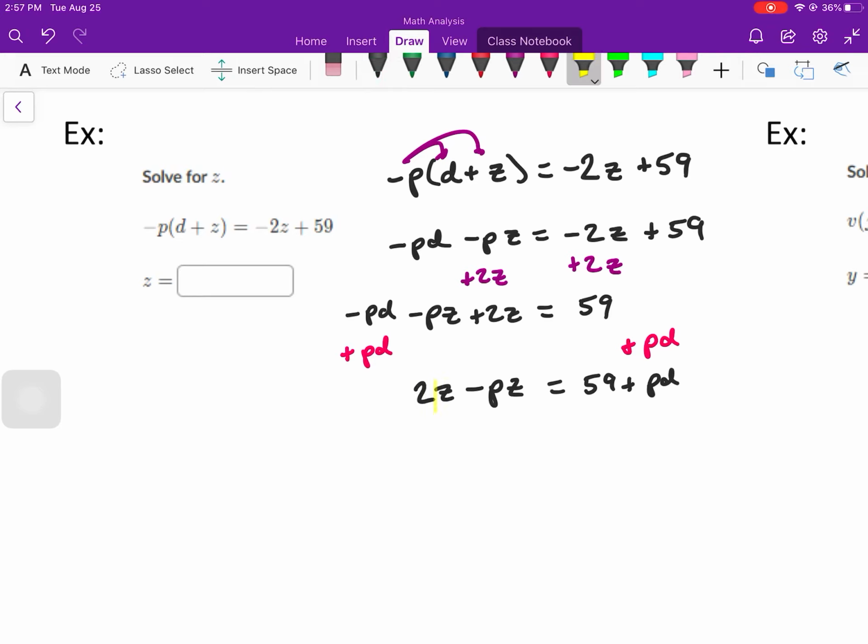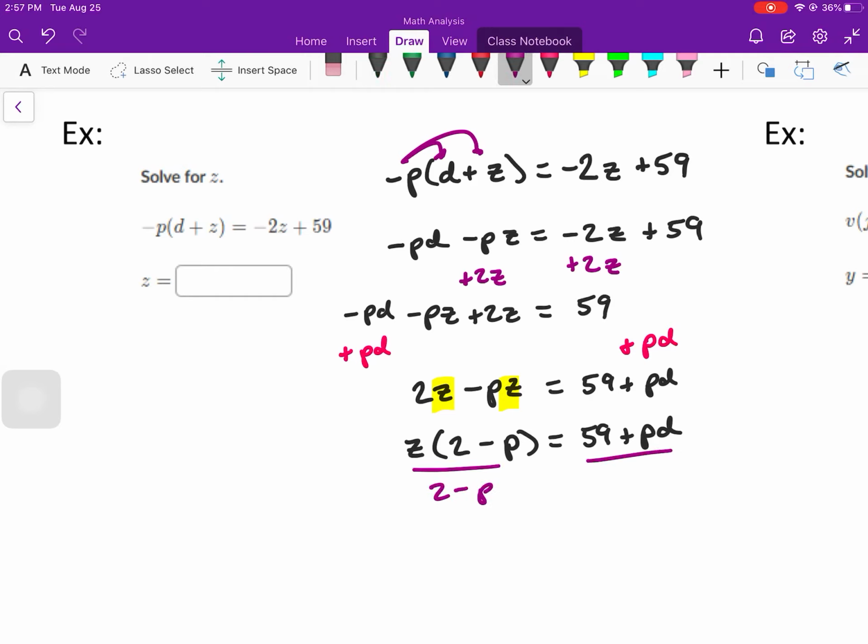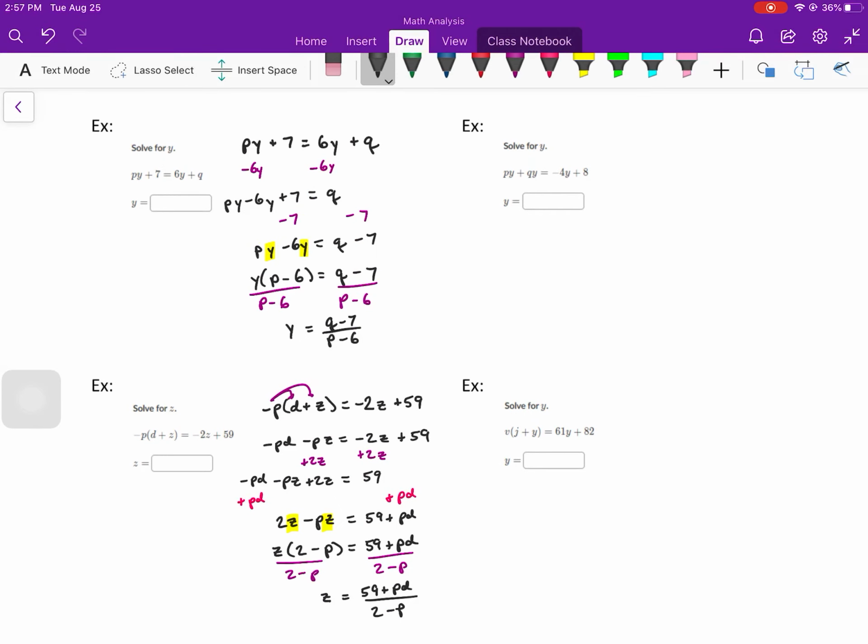All right, so now what we're going to do is factor out the z. And then I'm going to divide by 2 minus p. And z equals 59 plus pd over 2 minus p. And that's how we solve for variables when there are other unknown coefficients or numbers in there that look like variables. The goal is to move everything with that variable to one side, then factor out that variable and divide.